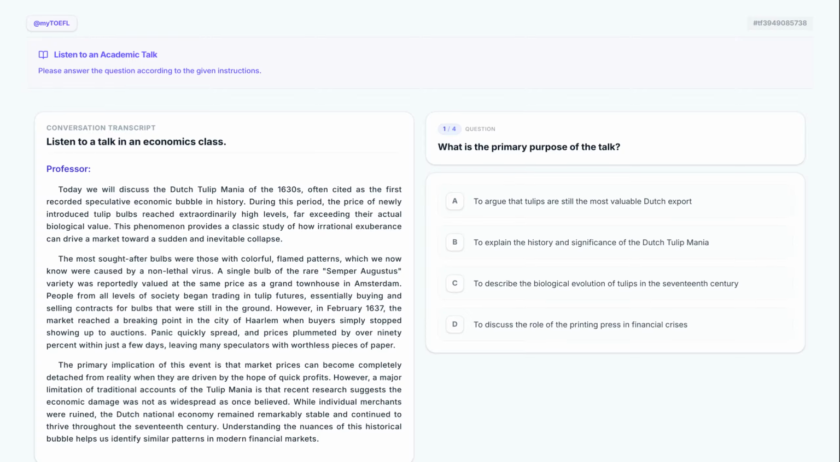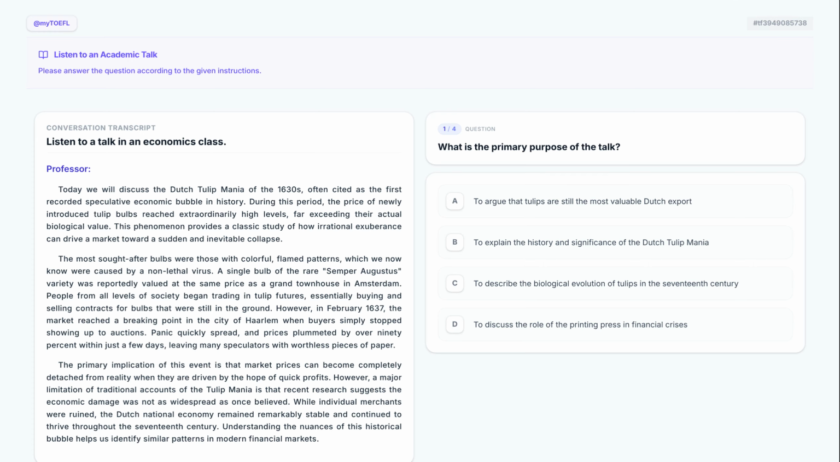However, in February 1637, the market reached a breaking point in the city of Haarlem when buyers simply stopped showing up to auctions. Panic quickly spread, and prices plummeted by over 90% within just a few days, leaving many speculators with worthless pieces of paper. The primary implication of this event is that market prices can become completely detached from reality when they are driven by the hope of quick profits.